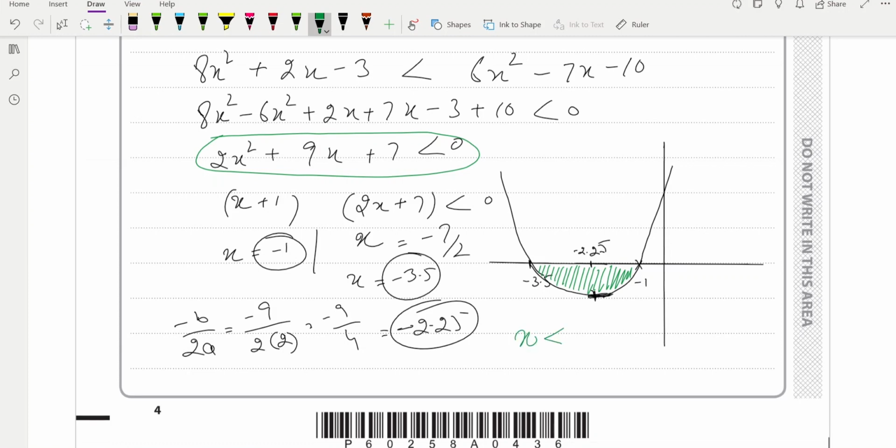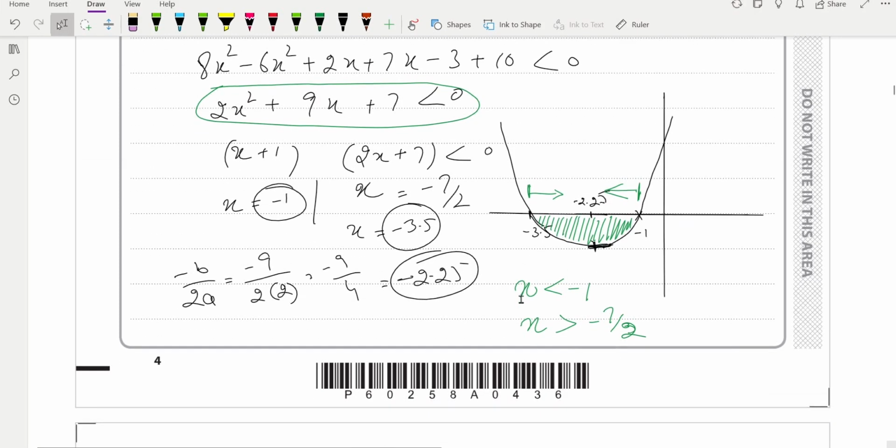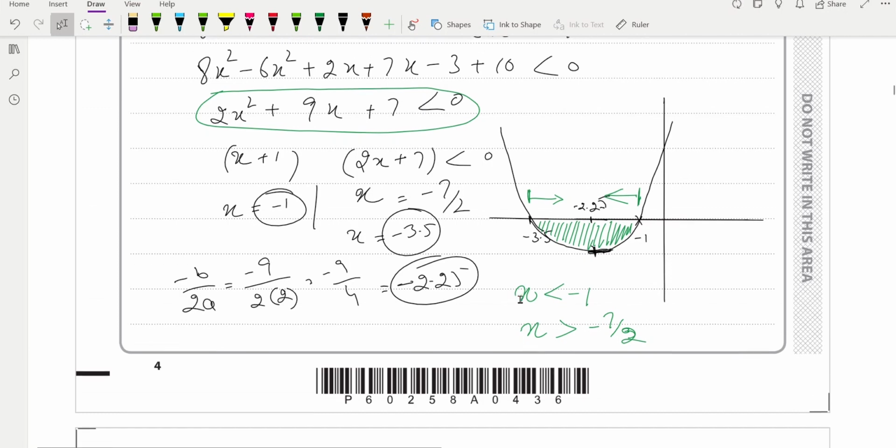X should be less than minus 1, because this is the minus 1 point. So this side is required, and this is minus 3, so greater than this side is required. So the second solution will be x is greater than minus 7 by 2, or we can write minus 3.5 or minus 7 by 2. Any of these two things you can write. So how we got these two values, and why we are not taking less than minus 1, greater than minus 1, or less than minus 7 by 2? I've explained this properly. Hopefully you understood this.